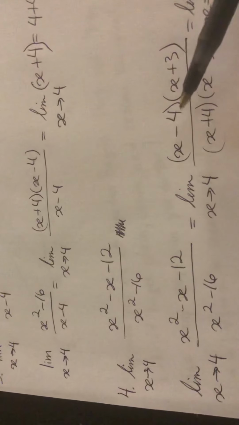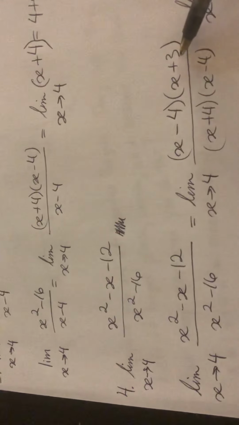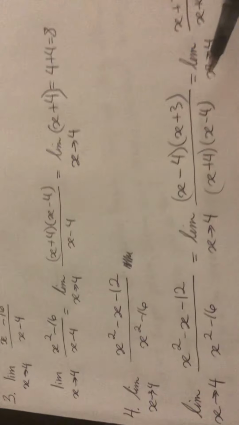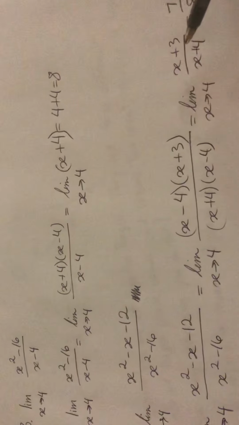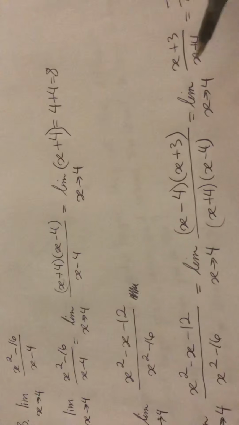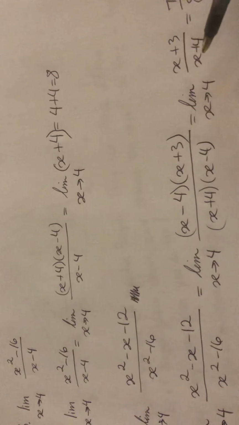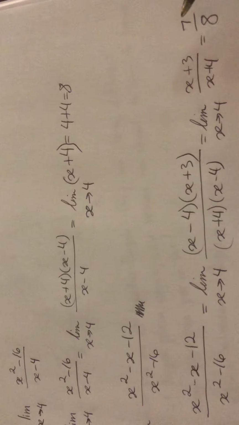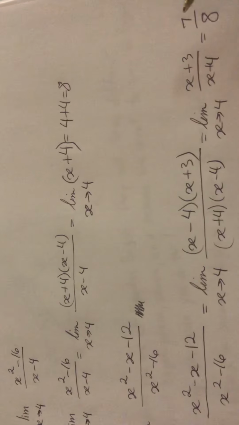Right? This is right. Negative 4 times 3 is negative 12. And I factor the denominator. We've got some canceling going on. Then we plug in. All right.